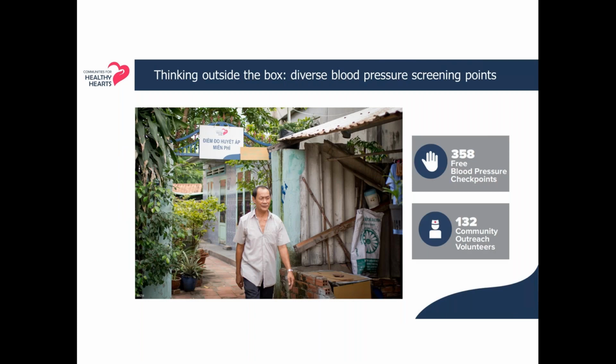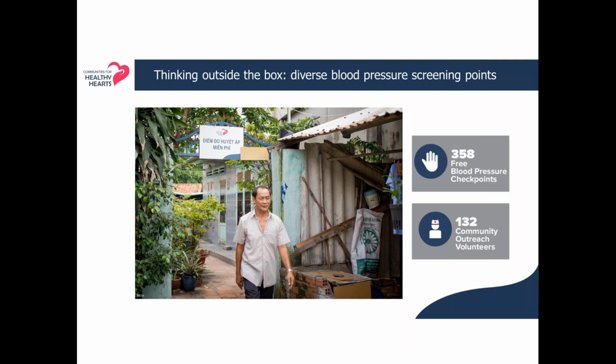So the next slide features one of the many volunteers in the community that run checkpoints. This is Mr. He, and he's a retired healthcare worker. He's very passionate about his community. He's well networked and well respected. And he's been able to screen a large number of individuals and then support those that have high BP measures into diagnosis. Next slide, please.